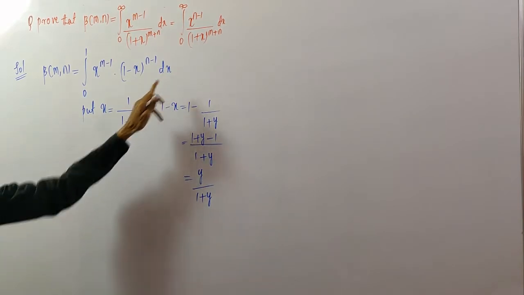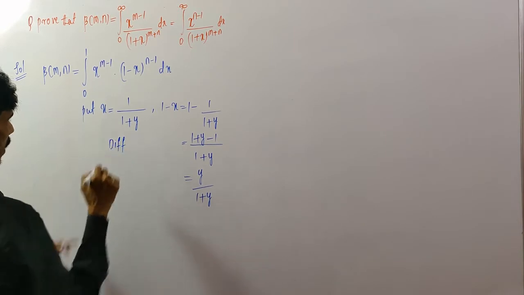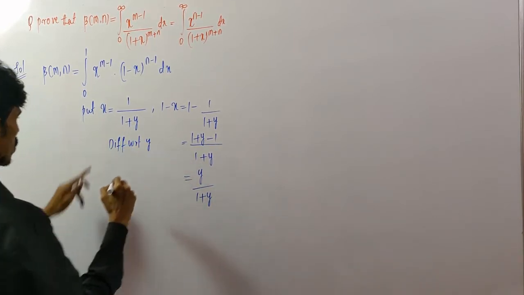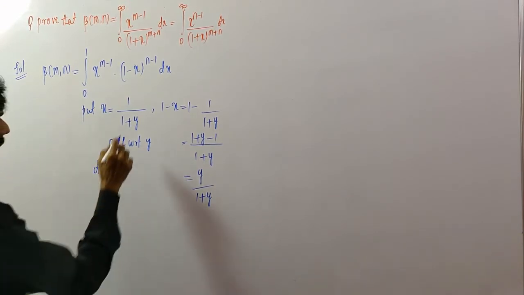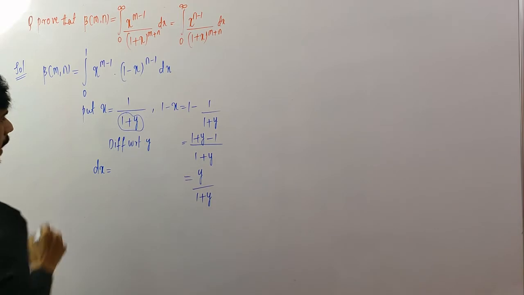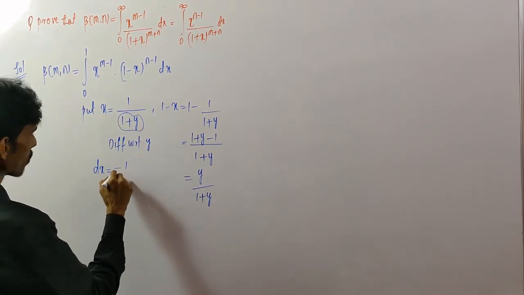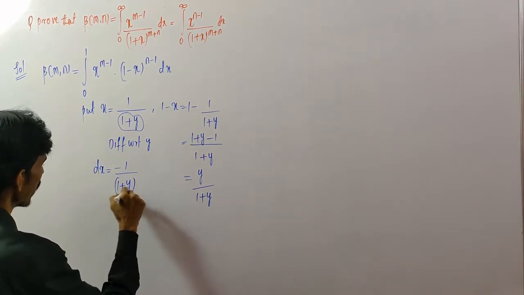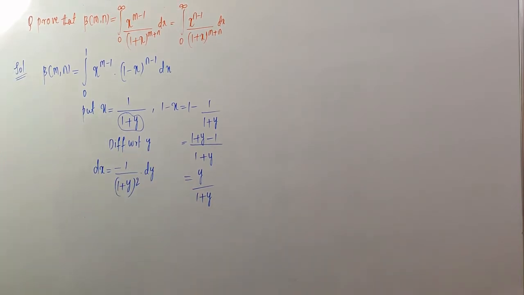Now here we have dx, that is differentiation. So differentiate x with respect to y. It will become dx is equal to, treat 1 plus y as a single term, then the derivative of 1 by 1 plus y will be minus 1 by 1 plus y whole square into dy.